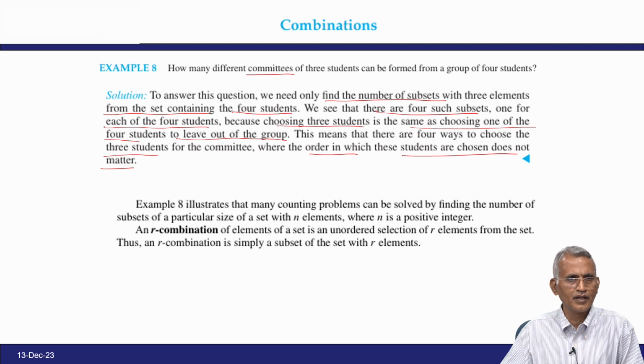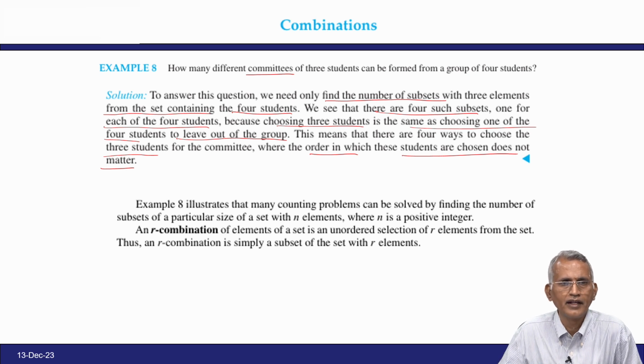Now, this example illustrates that many counting problems can be solved by finding the number of subsets of a particular size of a set with n elements, where n is a positive integer. An r-combination of the elements of a set is an unordered selection of r elements from the set. Thus, an r-combination is simply a subset of the set with r elements.